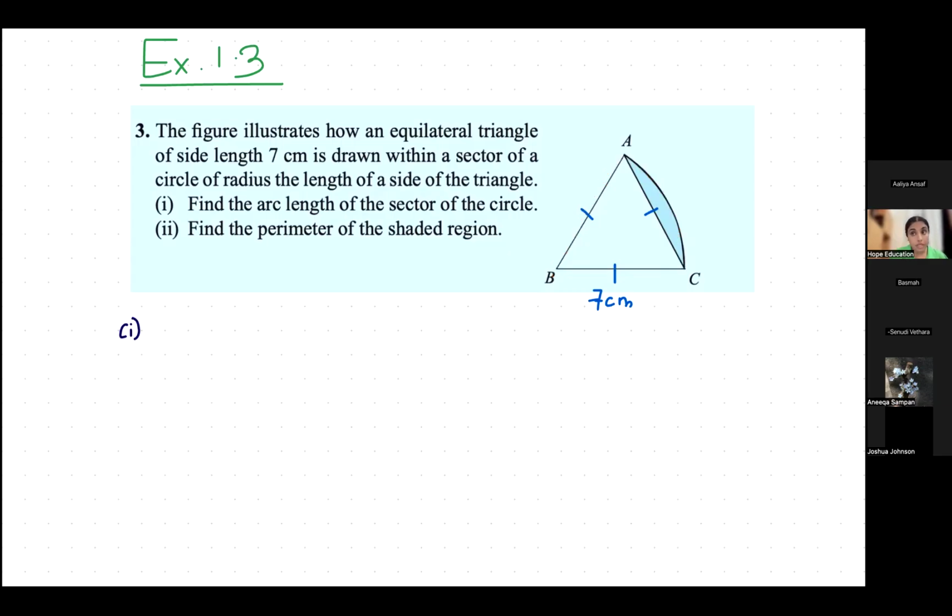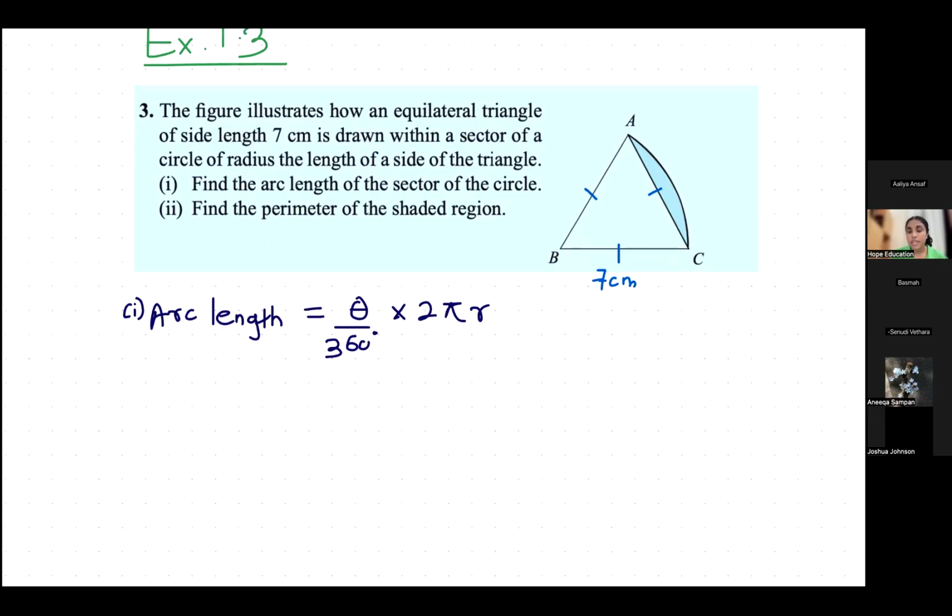Now you should remember the formula for finding arc length, right? Arc length equals theta over 360 multiplied by 2 pi r. There is no plus 2r here. Plus 2r comes in only for the perimeter. This is not the perimeter, this is just the arc length. If you take this sector, what do you think is theta? Theta is the angle of this sector, it is this one. What is theta? 60 degrees.